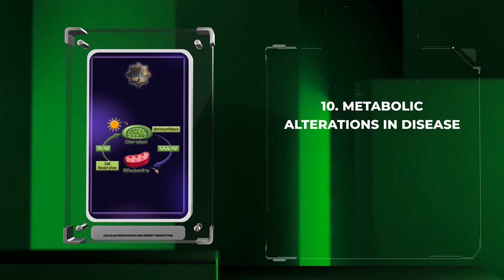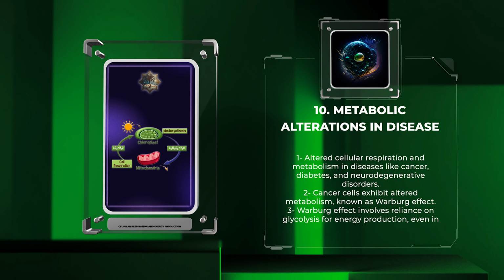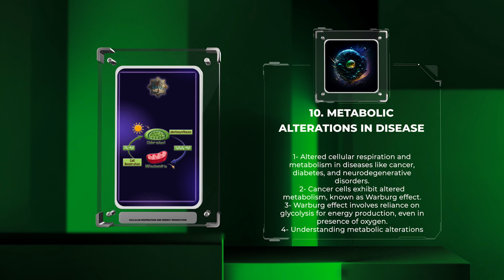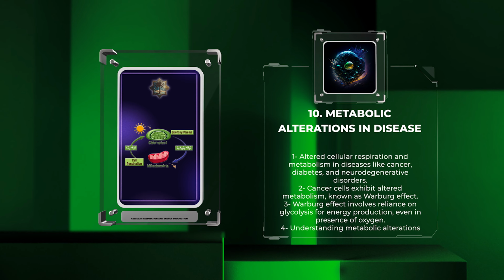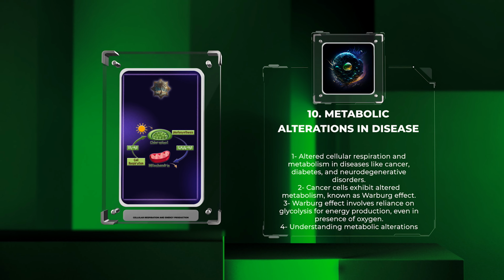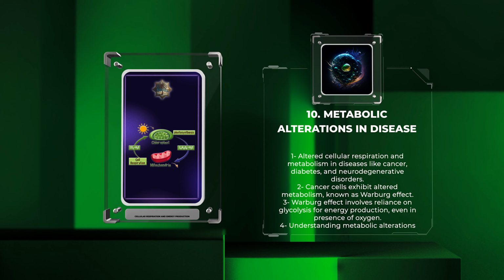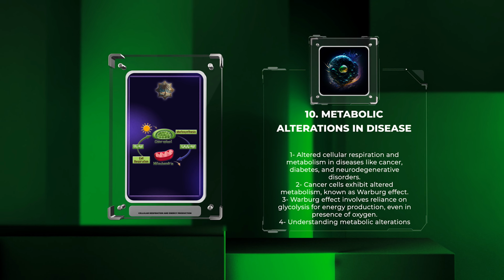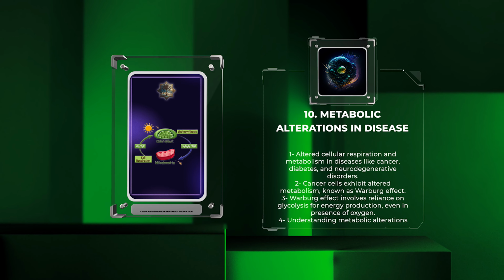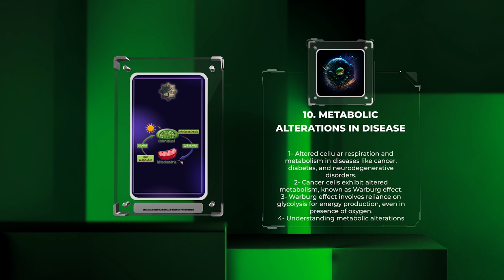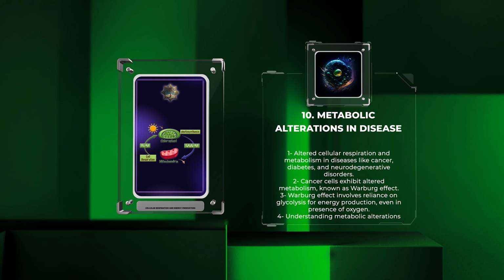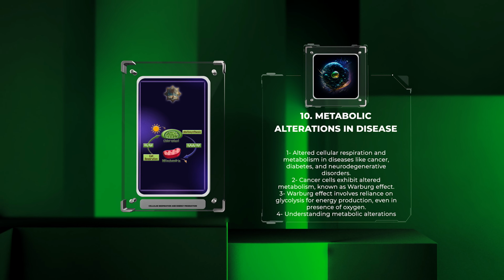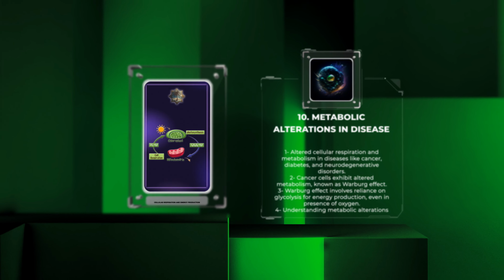Alterations in cellular respiration and metabolism often occur in diseases, such as cancer, diabetes, and neurodegenerative disorders. Cancer cells, for instance, exhibit altered metabolism, known as the Warburg effect, wherein they rely predominantly on glycolysis for energy production, even in the presence of oxygen. Such metabolic alterations provide survival advantages to cancer cells and influence tumor growth and progression. Understanding these alterations in disease states holds promise for developing targeted therapeutic approaches.